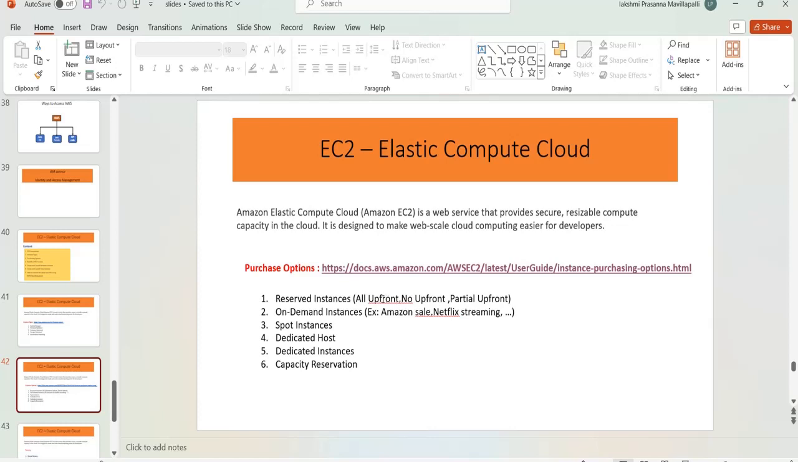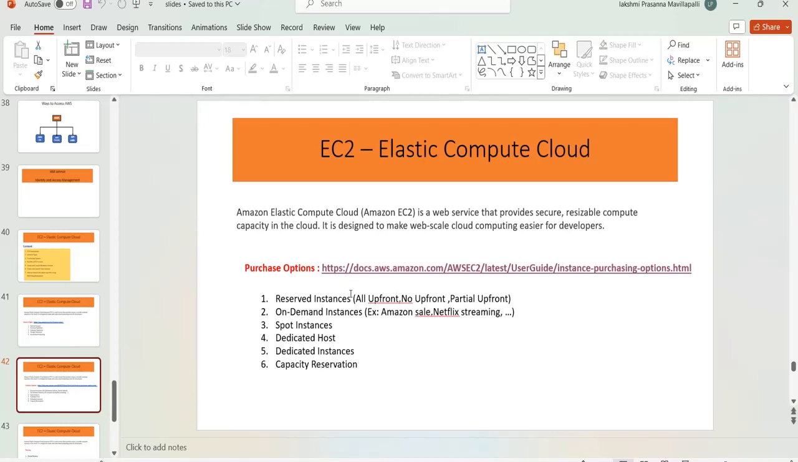So these are the three different options available. But the difference is in the discount. If you can pay all upfront, they will give up to 70% discount. If you take the partial upfront option, they will give 50% discount. If you go with no upfront, they will give at least 30% discount. I'm saying this for example. If you can pay the entire money before you take the instance, they will give you a huge discount.